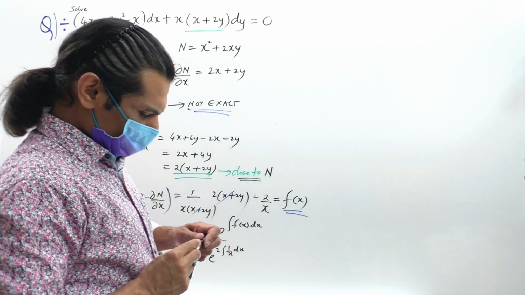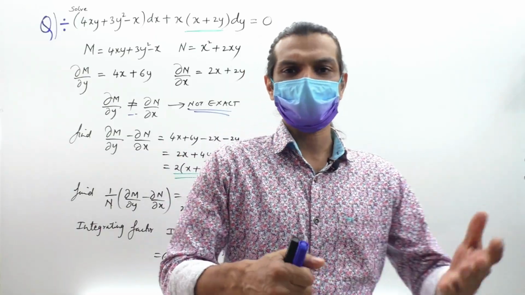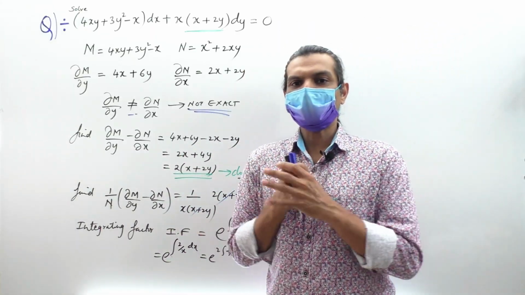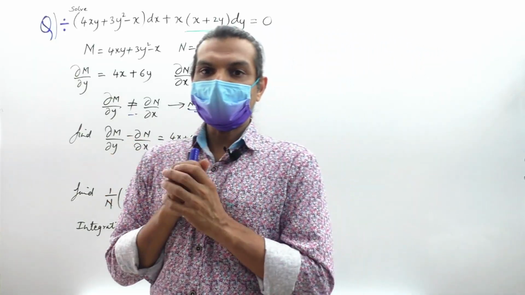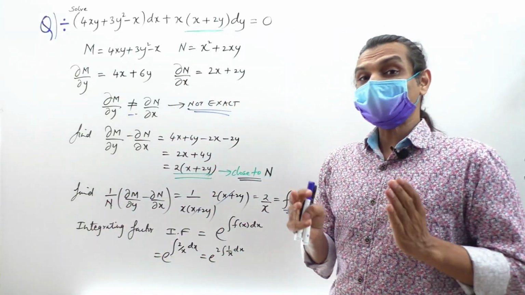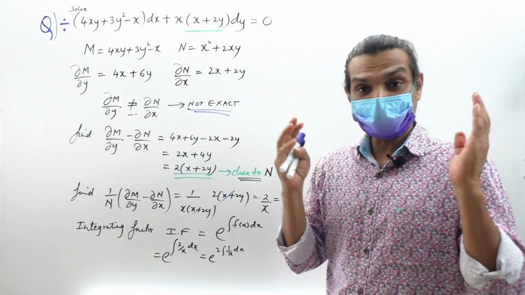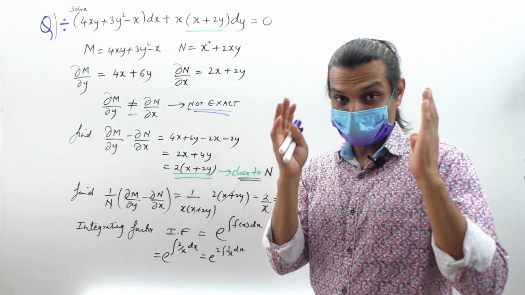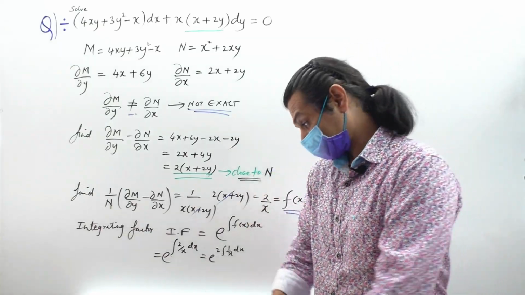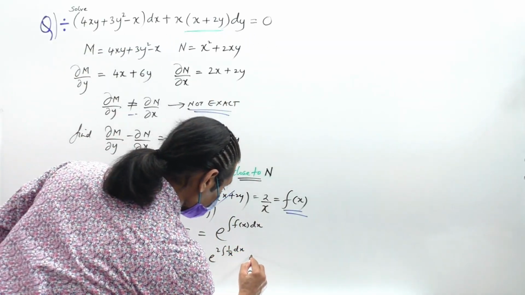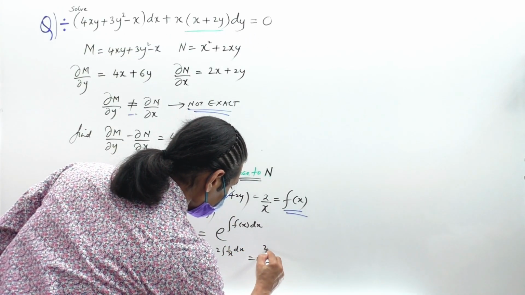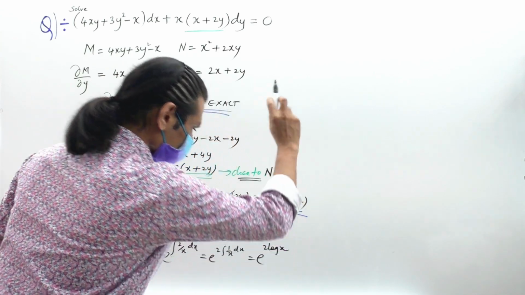For all this mathematics we are using simple integration, just basic formulas required. Differentiation of log x is 1 by x. So integration of 1 by x is what? Log x. Remember it, integration of 1 by x is log x. So we have this as nothing but e raised to 2 log x.